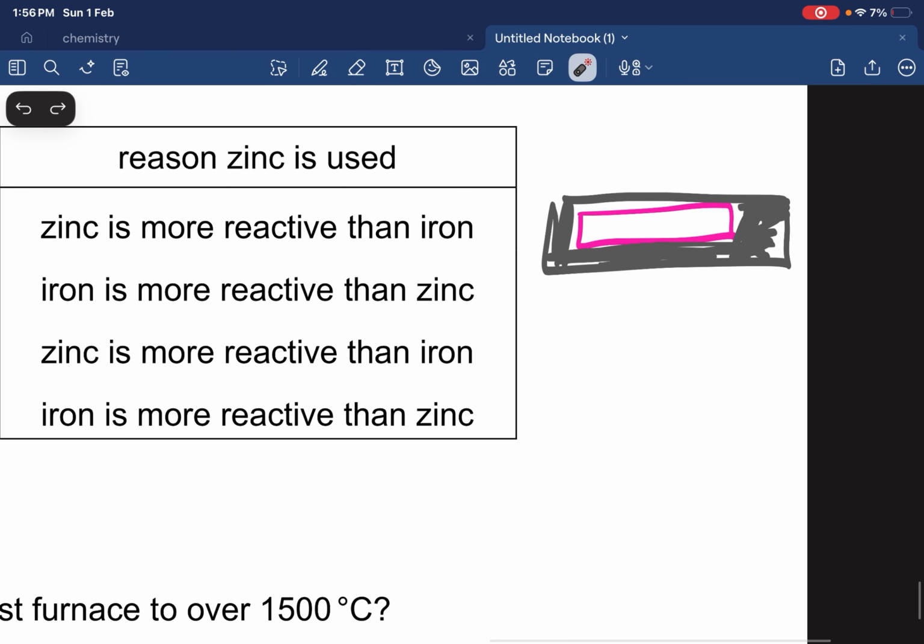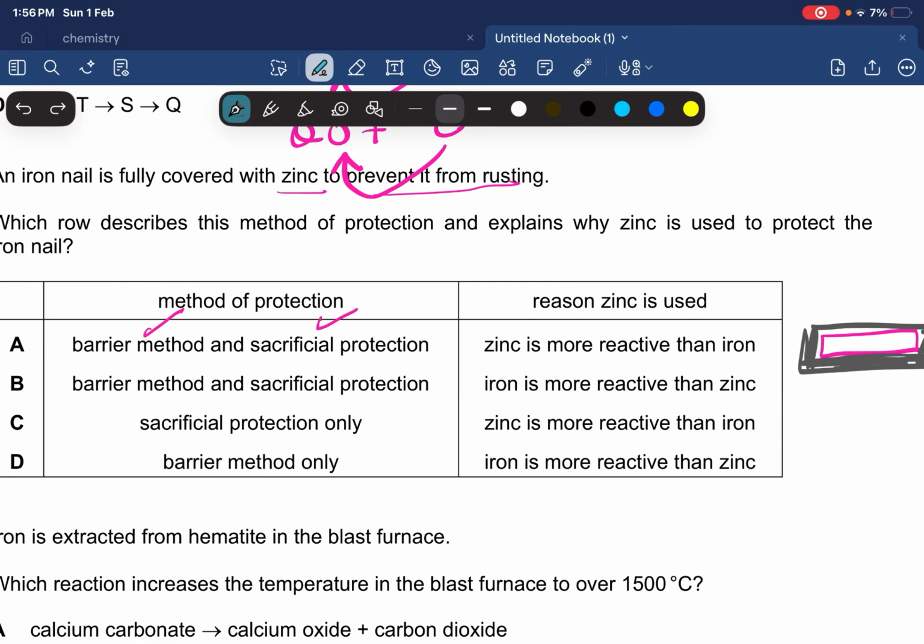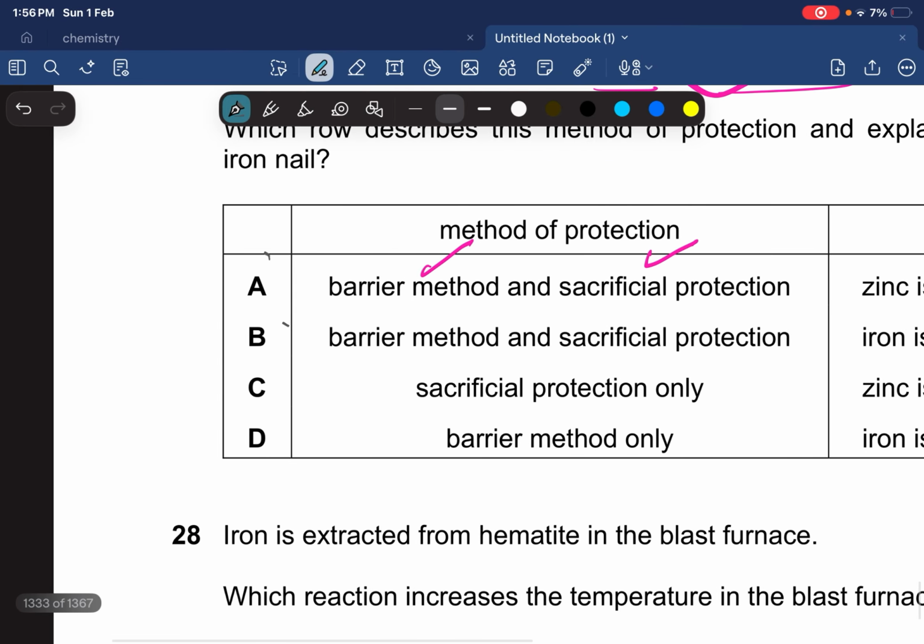And sacrificial protection because zinc is more reactive than iron. So if any oxygen comes over here, zinc is going to react with it and not make iron react with it. So the reason it's used, zinc is more reactive than iron. So option A.